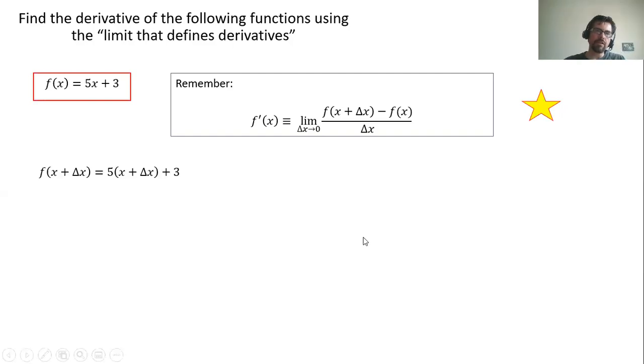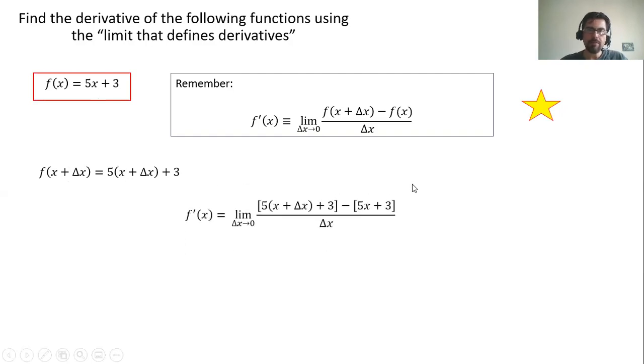The first step to solve it is to find the function at x plus delta x. That means that instead of x, we write x plus delta x. So we have the function 5 times x plus delta x, plus 3.